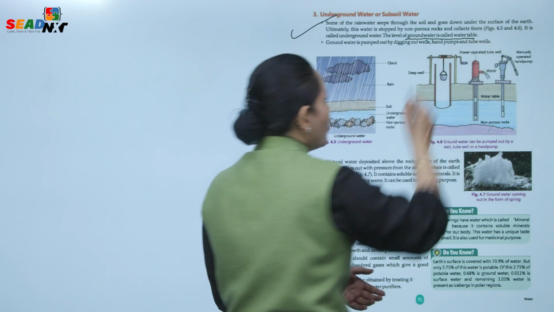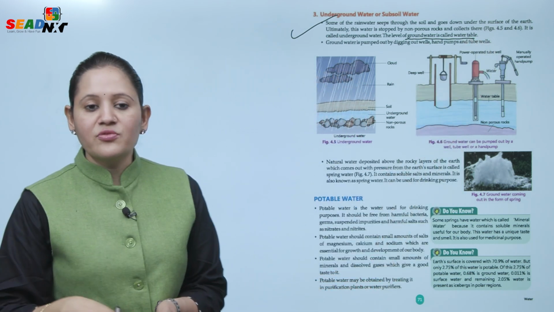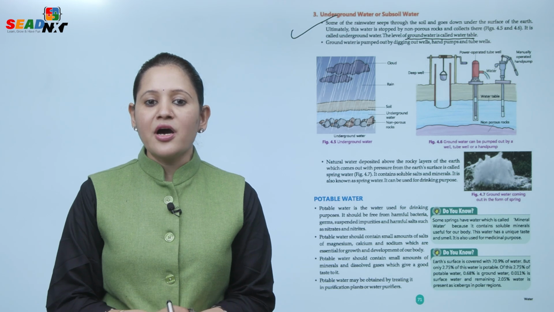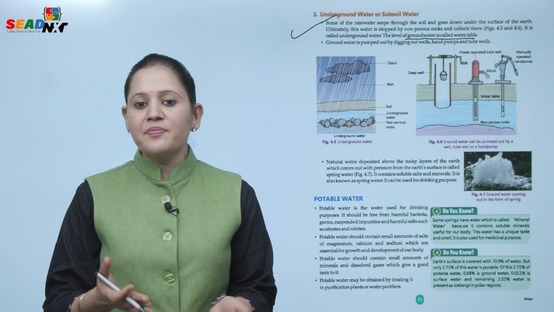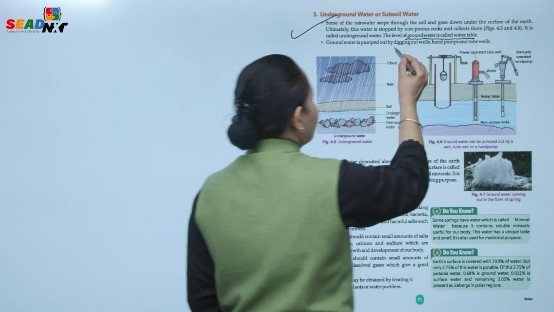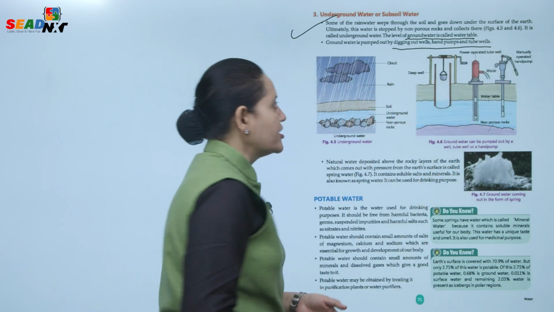So, how much water is there inside the ground? That is known as the water table. Groundwater is pumped out by digging of wells, hand pumps and tube wells. In this way, we can use the underground water.